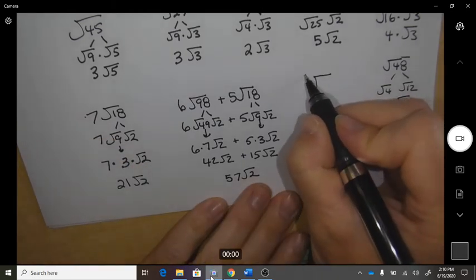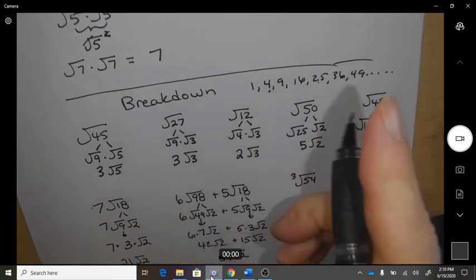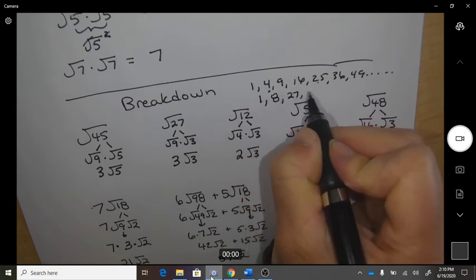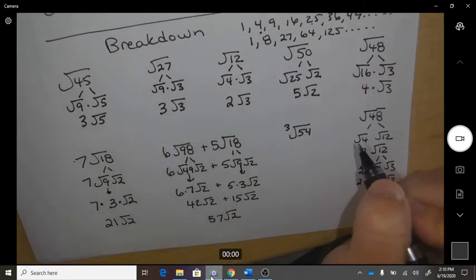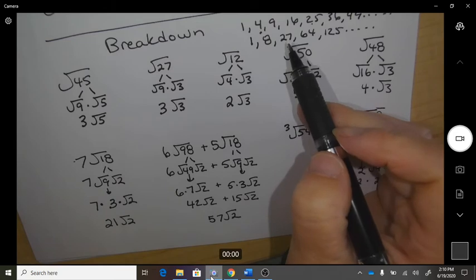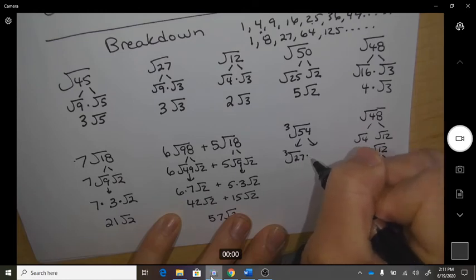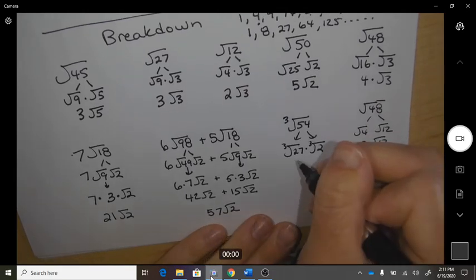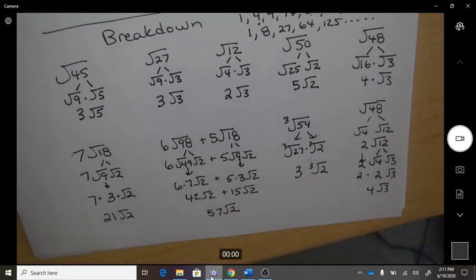Okay, the cubed root of 54. So I don't want to think about those numbers anymore. I want to think about 1 cubed, 2 cubed, 3 cubed, 4 cubed, 5 cubed. I want to think about those numbers. So 54 can divide by 27. So the cubed root of 27 times the cubed root of 2, because 2 times 27 is 54. The cubed root of 27 is 3. So you have 3 cubed root 2.